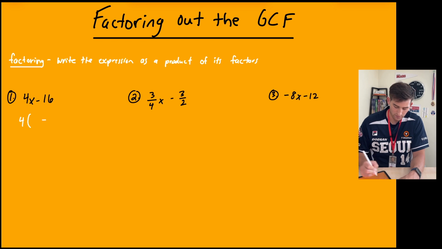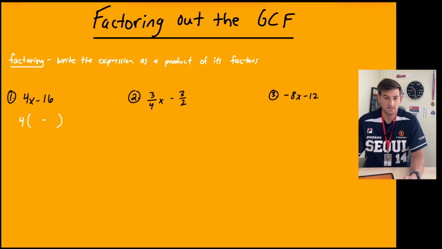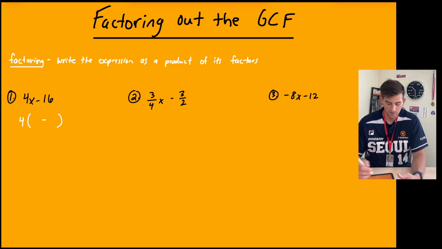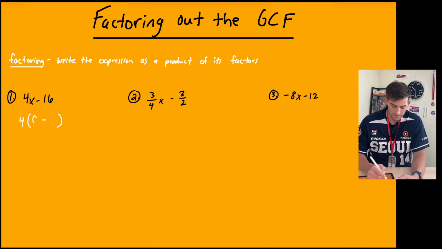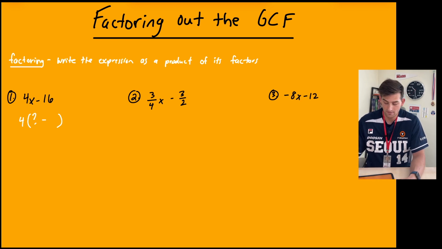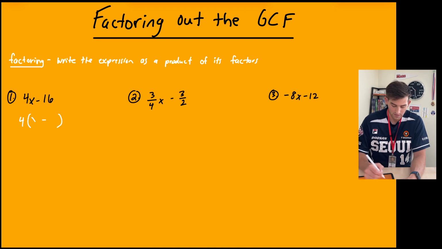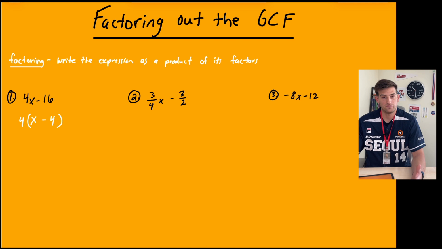So we're going to do a 4 on the outside of our parentheses. And now we're going to fill in the inside of the parentheses by asking ourselves, 4 times what? 4 times what would give me 4x? Well, that would be x, right? And then 4 times what is 16? And that is 4. So now we have 4x minus 4.